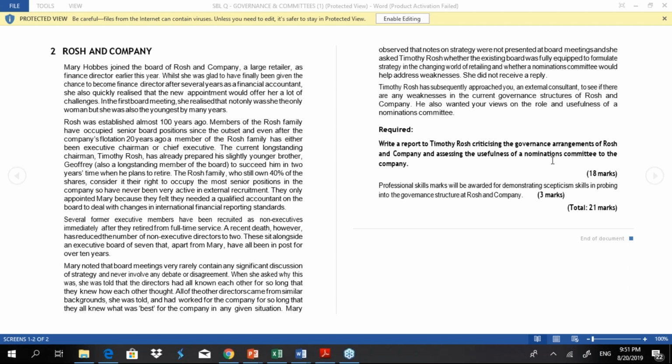Also, the independence of the current NEDs, because they were recruited from retired executive members of the board. So that again is another skepticism approach, right? Whether they will be independent. To a great extent, not. So when you write the answer, you look at it from a questioning mindset, probe. So that's what the skepticism part is. Always keep that in mind, the professional skill. The way you write, you will get the skill marks.